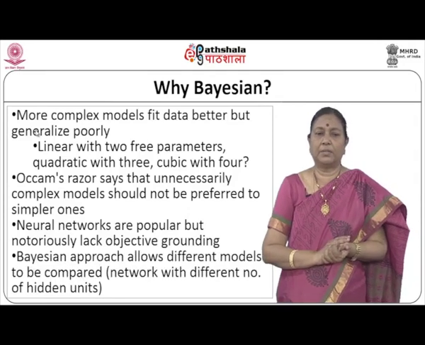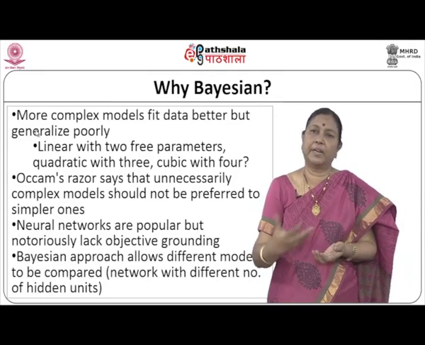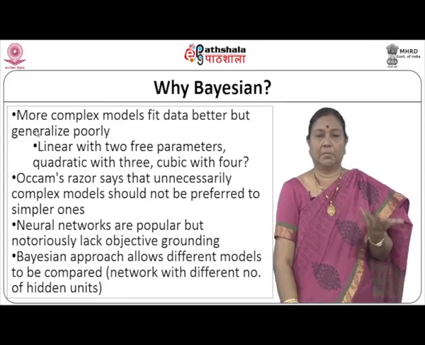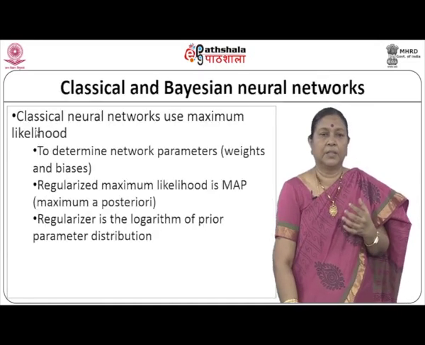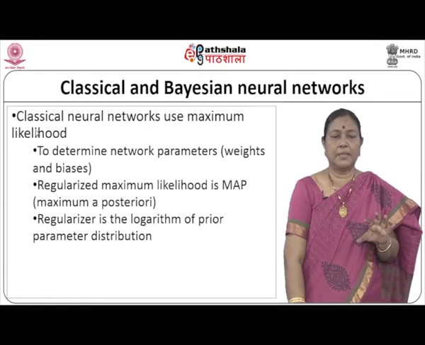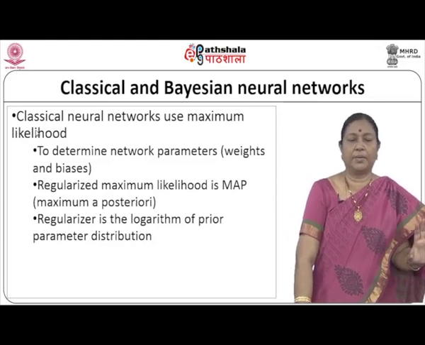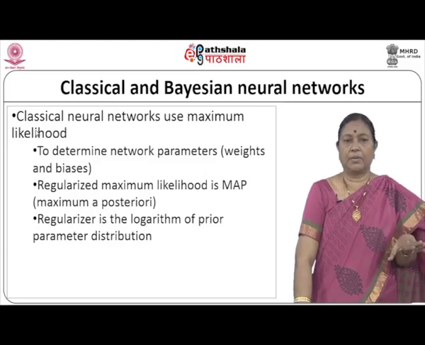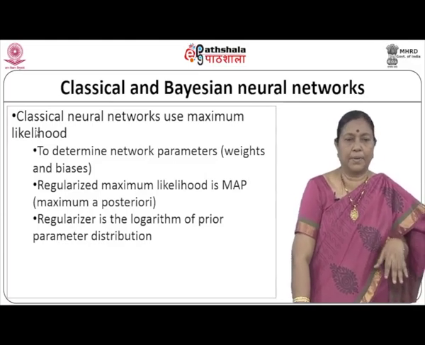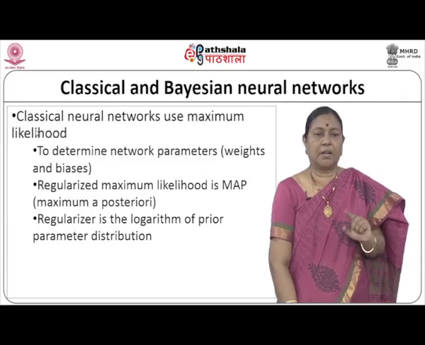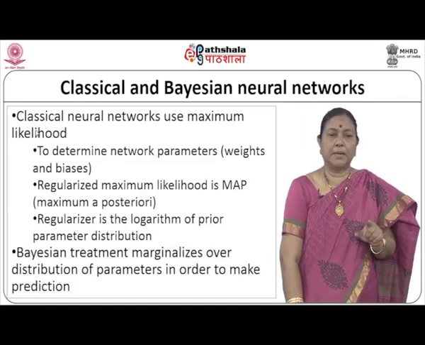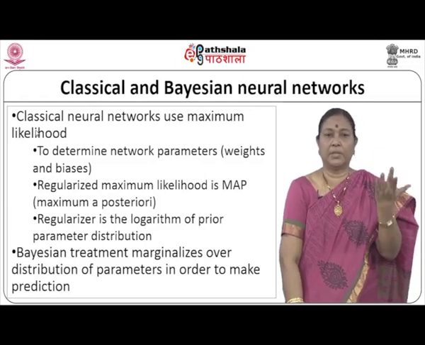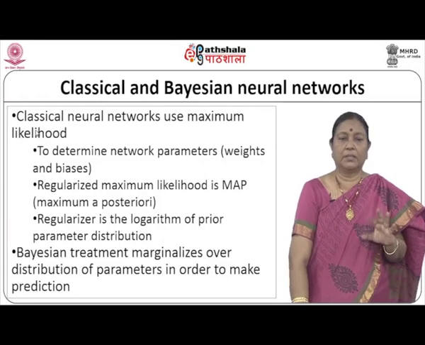So, the Bayesian approach allows different models to be compared, such as networks with different numbers of hidden units. Then you compare and find which one is probabilistically better. The difference between classical and Bayesian is that classical neural networks use maximum likelihood to determine network parameters like weights and biases. Regularization, maximum likelihood is MAP, maximum a posteriori, which regularizes the logarithm of the prior of the parameters. Bayesian treatment marginalizes over the distribution of parameters in order to make the prediction, rather than using maximum likelihood over the weights and biases.